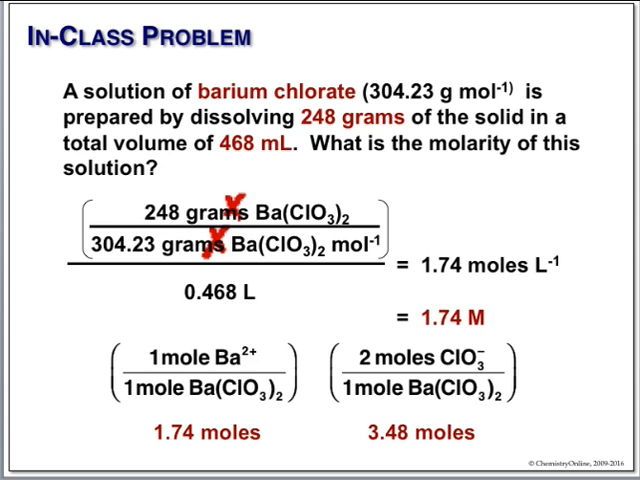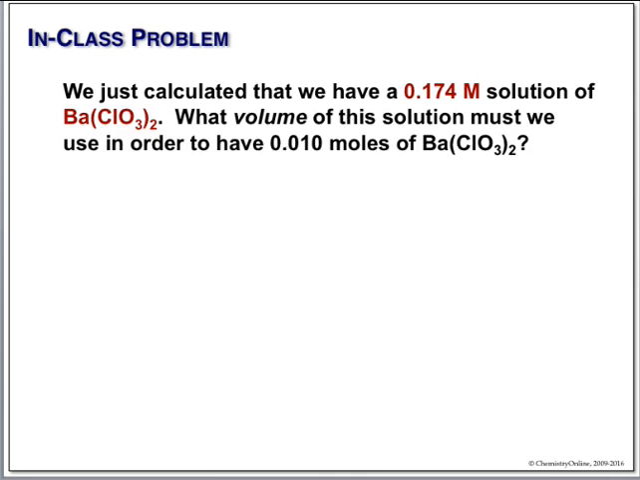Now let's go back and do this again with a practical lab question. Let's say that we had a solution of 1.74 molar barium chlorate, and I need 0.01 moles of it. How do we do this?